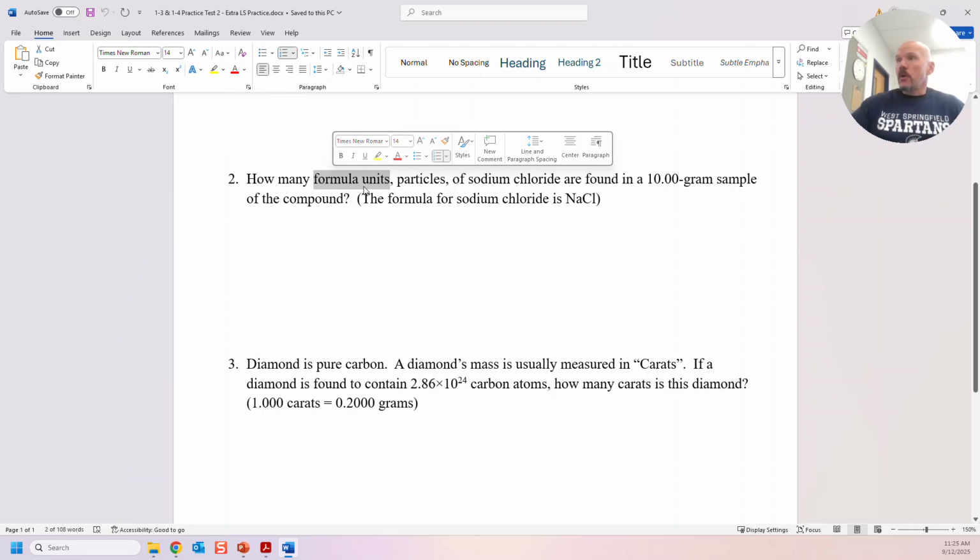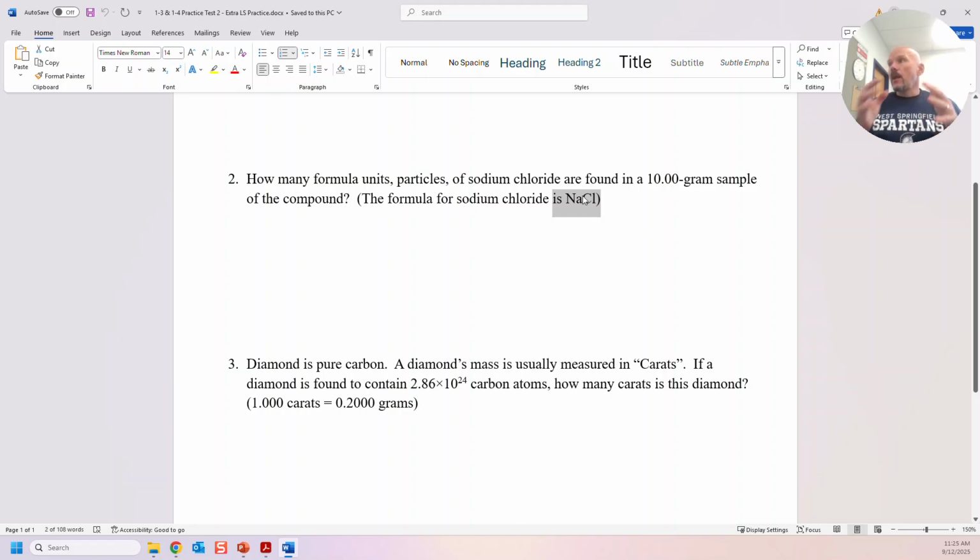You can just replace it with the word particle. Okay. So we have 10 grams of sodium chloride. They give us the formula for sodium chloride, and we want to know how many particles of sodium chloride are in this 10-gram sample. So if you're mapping it out, we have to go from grams to moles and then moles to particles. That's what we're going to do, okay?